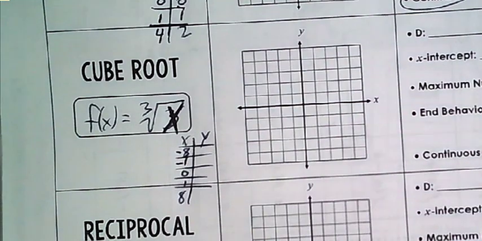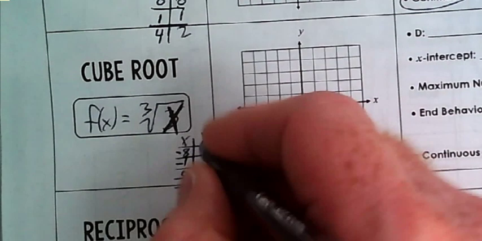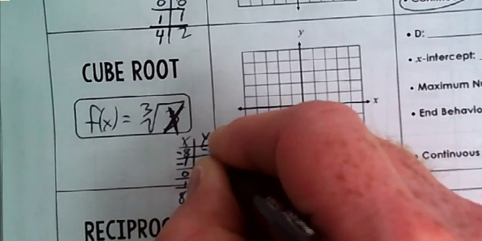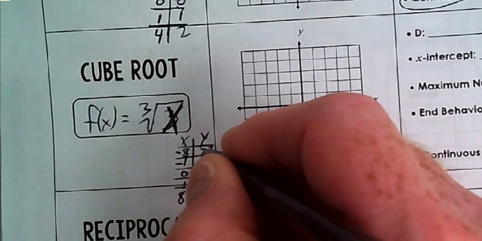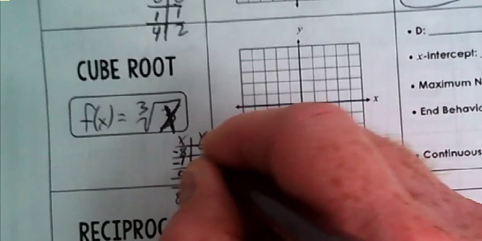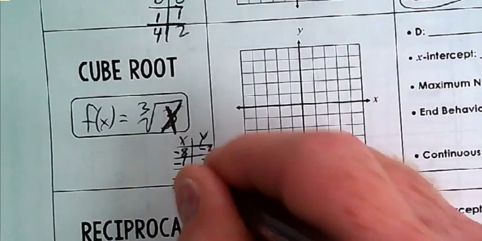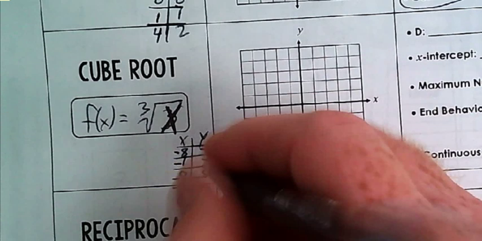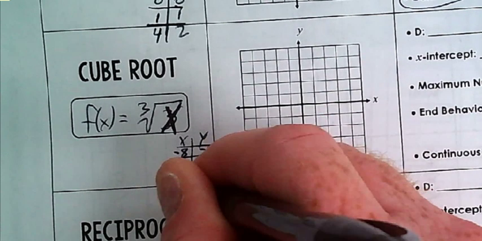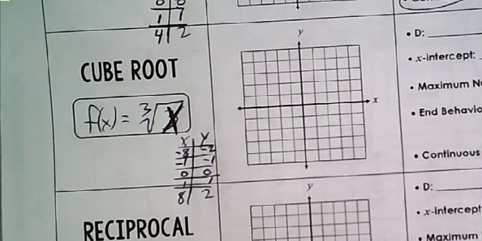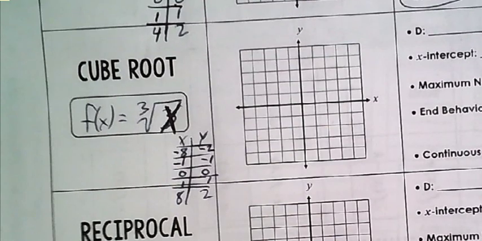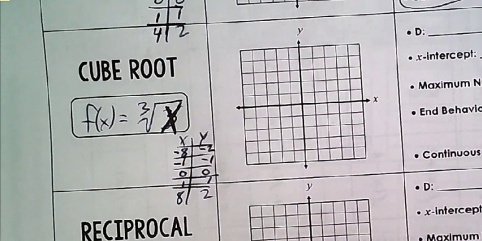And so the cube root of -8 is -2. It's like the backwards of the cubic function, right? The cube root of -1 is -1. Cube root of 0 is 0. Cube root of 1 is 1. Cube root of 8 is 2. Now remember, cube root is, you're looking for the value that you can multiply by itself 3 times to get the number underneath the radical. So 2 times 2 times 2 is 8. That's why the cube root of 8 is 2.